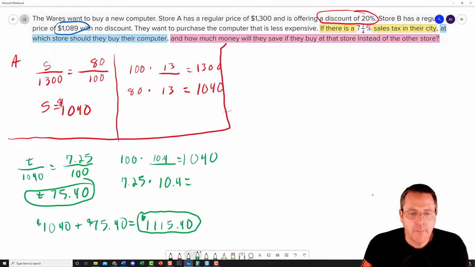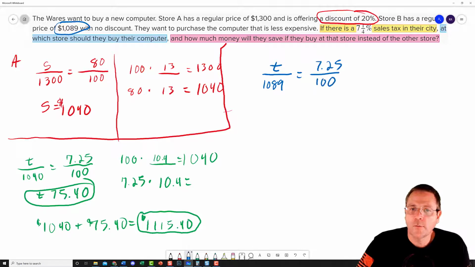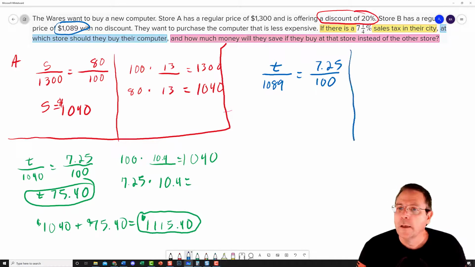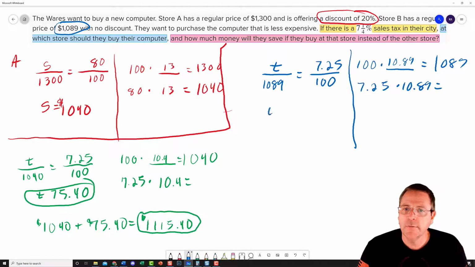Now we want to take and find the price out the door for the computer from store B, and that's going to be set up the same way. Tax over, this time store B was $1,089, is equal to the same 7.25 over 100. I'm going to say to myself that 100 times what number equals 1,089, and the answer to that is going to be 10.89. If I do it on the bottom, I have to do it on the top. 7.25 times the same 10.89 is going to give us the tax amount.